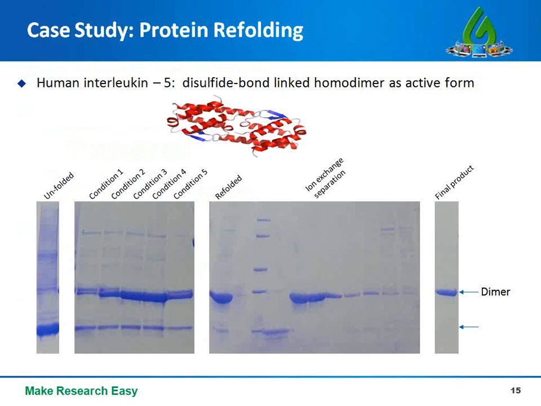After refolding, human interleukin-5 was further purified by ion exchange chromatography, IEC, and you can see that the final product showed a very clean protein dimer band on the gel.